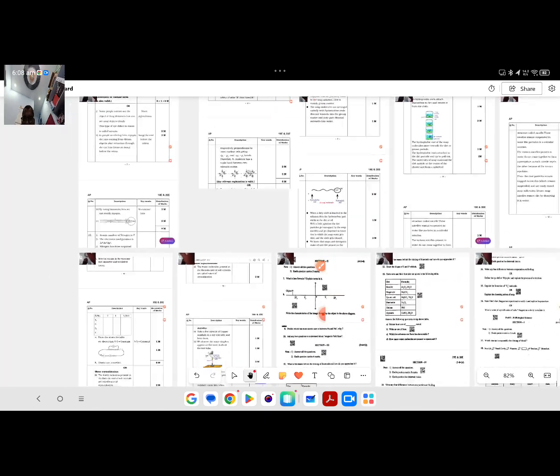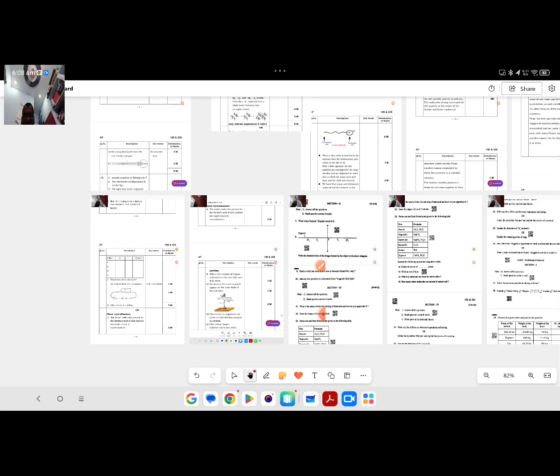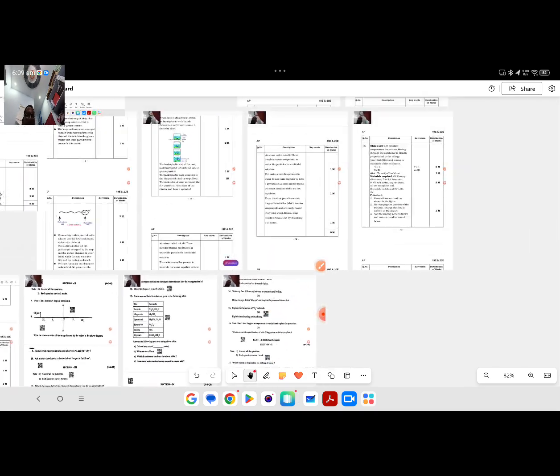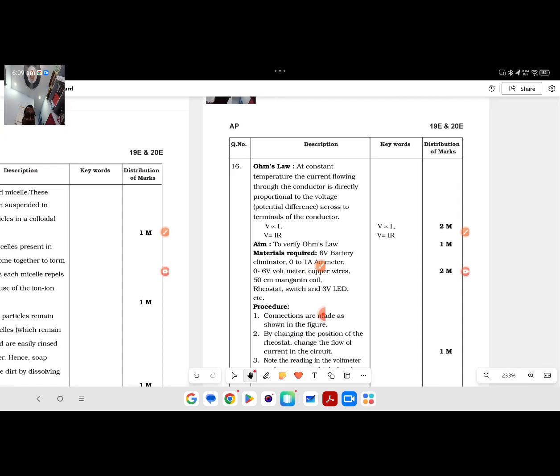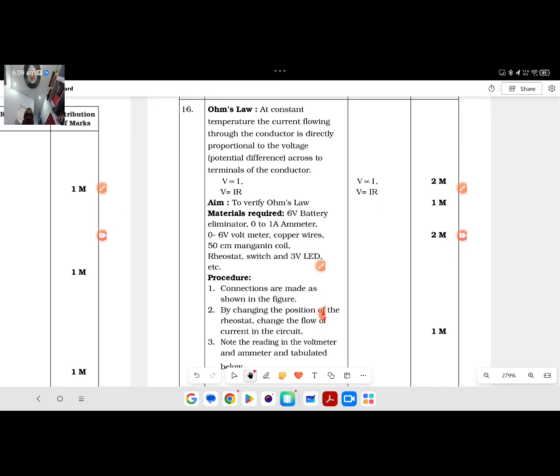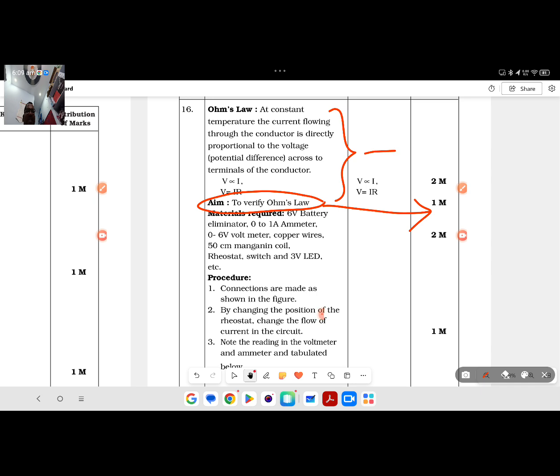So 2 questions are left: Ohm's law and water of crystallization. Right. Ohm's law is here. Check here how the Ohm's law answer is given. So verify Ohm's law, or explain the activity of Ohm's law. It is clearly given like that. For that, what is written as the aim? To verify Ohm's law. For writing the aim, 1 mark is given. Right? What is Ohm's law definition? 2 marks are given. Ohm's law definition, 2 marks. Writing the aim, 1 mark.